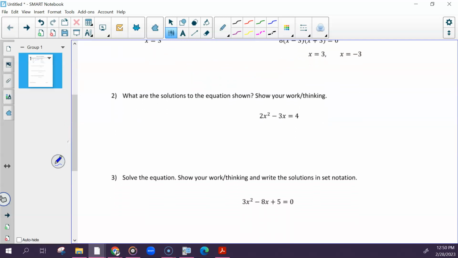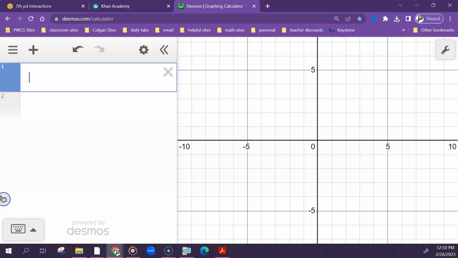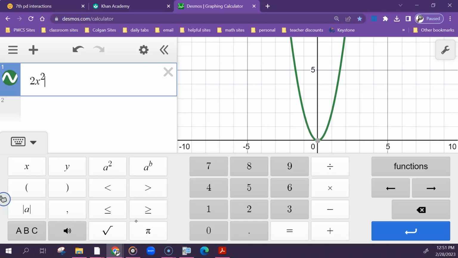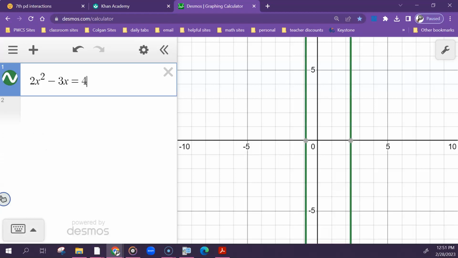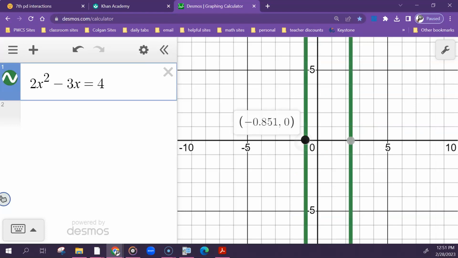Then all the others we haven't talked about, so you could put all of those in Desmos. You would type it in exactly as you see it, the entire thing: 2x squared minus 3x equals 4. And it will give you 2 sets of solutions. You would write x equals curly brackets negative 0.851 and 2.351.